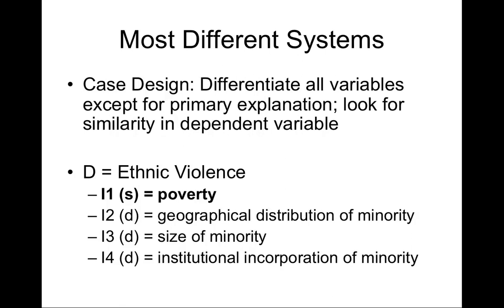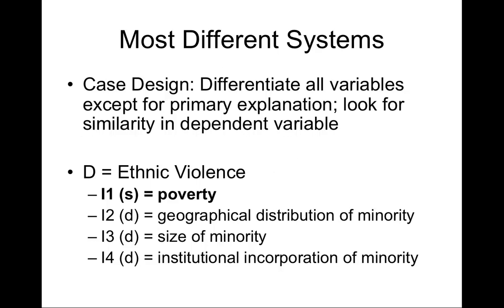Now let's look at a most different systems design. Here we're going to make all the other variables different, except for the primary explanation, I1, this poverty thing. So let's say I decided to look at France versus Italy. In France and Italy, I found that ethnic minorities in both countries were doing pretty badly. They were both quite impoverished.